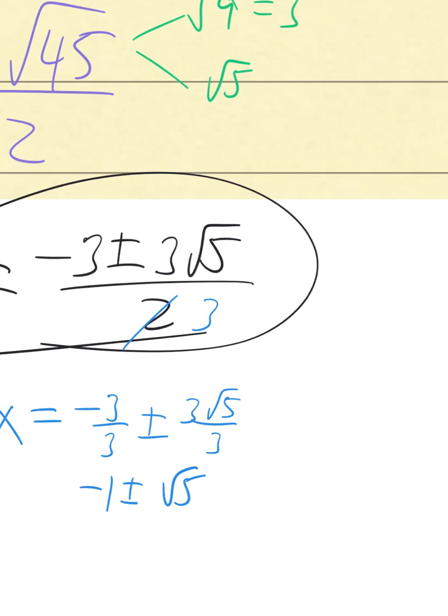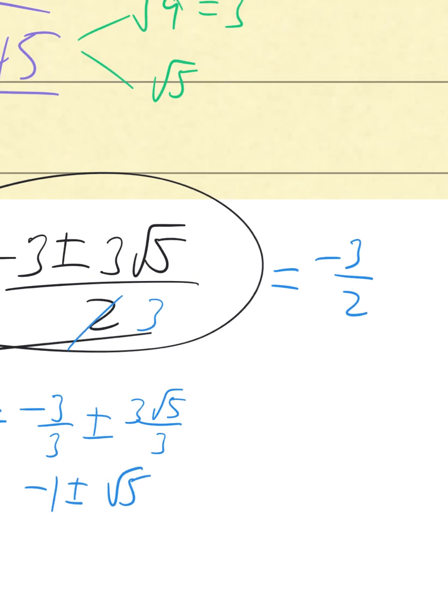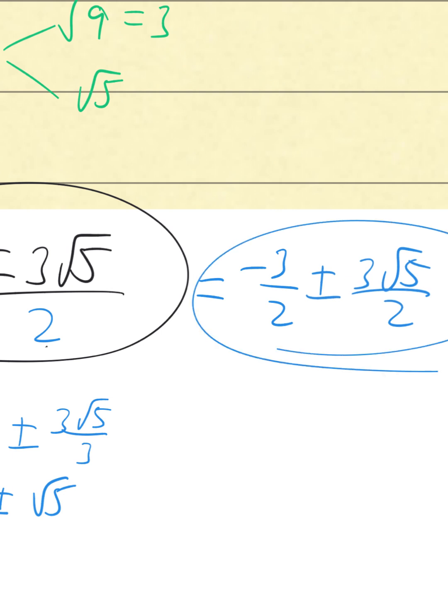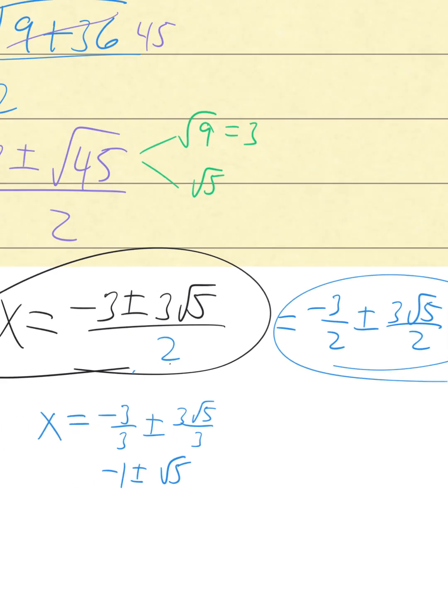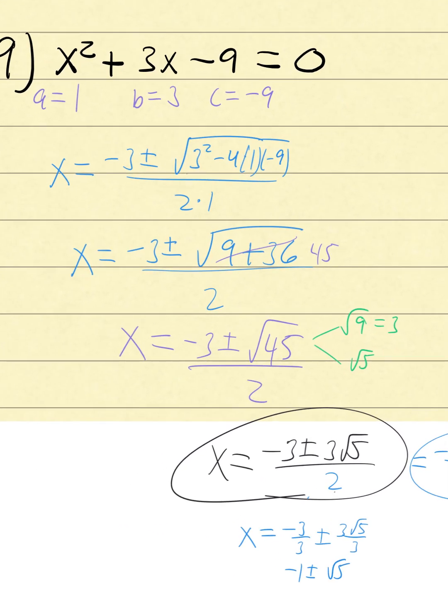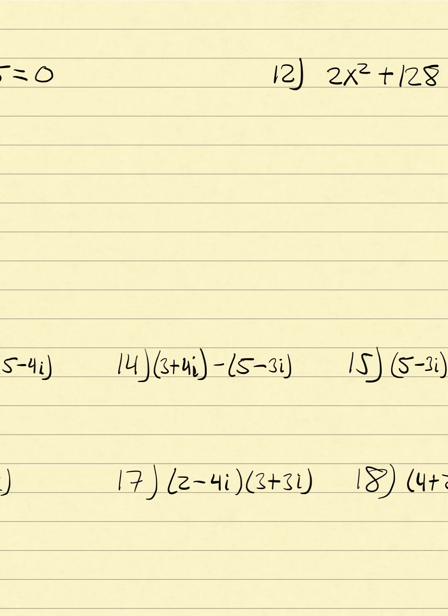Let's say you didn't catch it and you just want to make sure every time that it doesn't simplify any further. You can always split it up every time. So in this case, we had -3 over 2 plus or minus 3 square root of 5 over 2. And then you can see that neither of them simplify, so you can leave it alone. This is equally acceptable. Let me zoom out. Any questions on this one? All right, let's keep going.